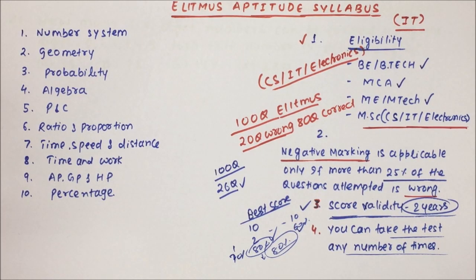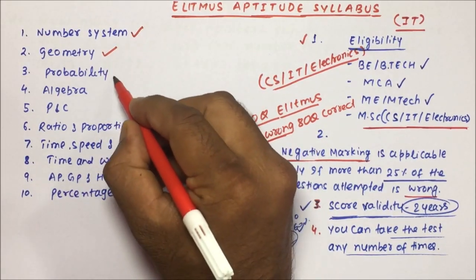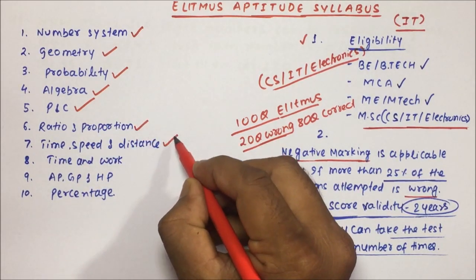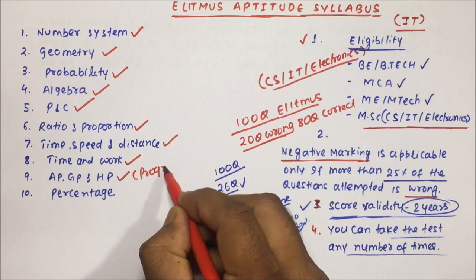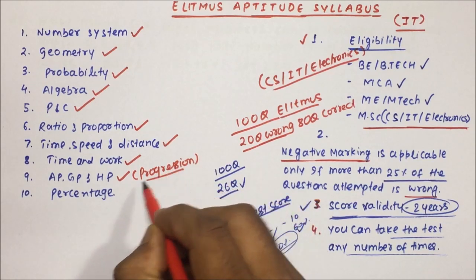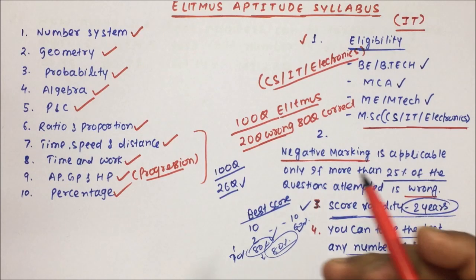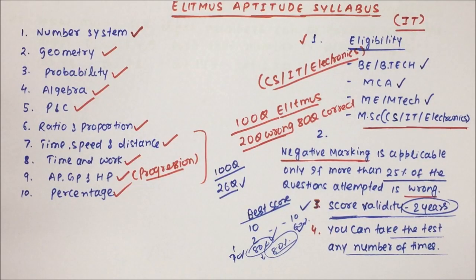So friends, I hope I have answered most of your queries, and now let's see the syllabus of aptitude in the eLitmus PH test. Number system, geometry, probability, algebra, permutation and combination, ratio and proportion, time, speed and distance, time and work, AP, GP and HP, which is also called progression, and percentage. All these topics are very important as part of your eLitmus aptitude syllabus. We are going to study all these topics. When I upload the videos, I'll make sure a video is uploaded on a particular topic each day, so that your preparation will be very good.